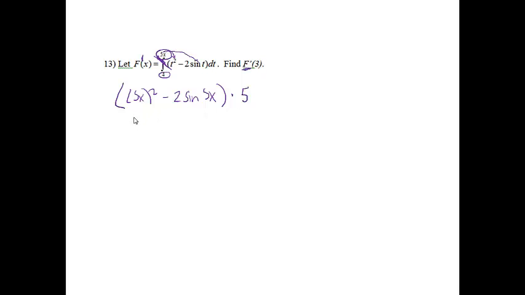So now cleaning this up, I'm going to get 25x squared minus 2 sine 5x all multiplied by 5. And we could work that out one step further, or I'm just going to leave it with the 5 in there. Okay, problem 14. We would like to evaluate the integral of x sine of x squared dx.